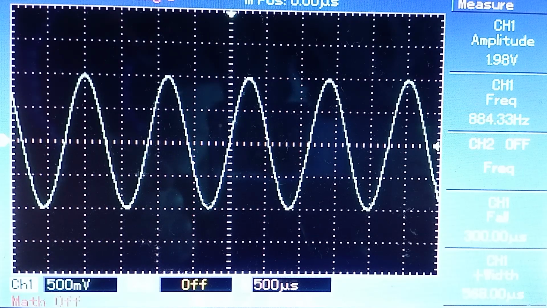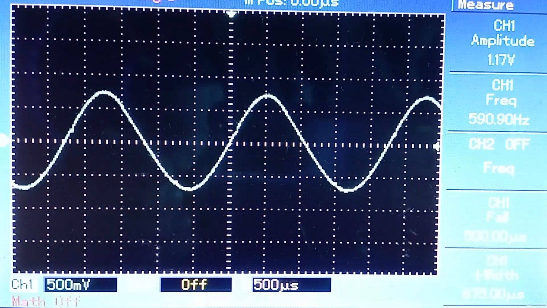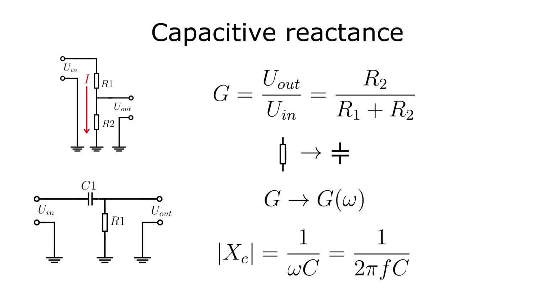We can view this circuit as a voltage divider, with one of the resistors replaced by a capacitor: a frequency-dependent voltage divider. From the previous episode, we know that the voltage divider has a gain function corresponding to the formula. As a result, we can conclude that the capacitor has a characteristic similar to resistance, with several peculiarities. Firstly, this characteristic depends on frequency, and secondly, this is not real resistance, because a capacitor does not dissipate power.